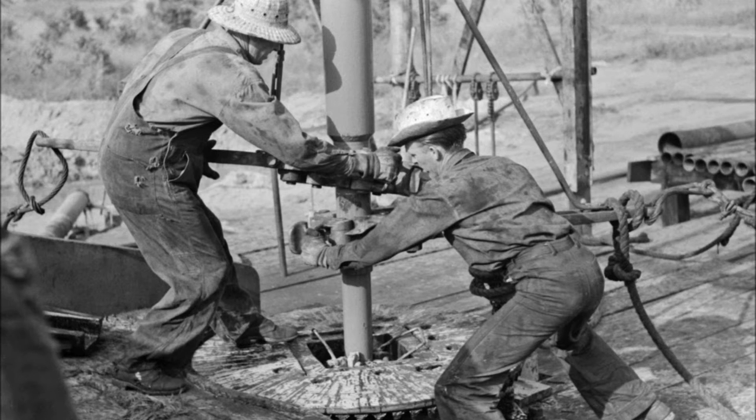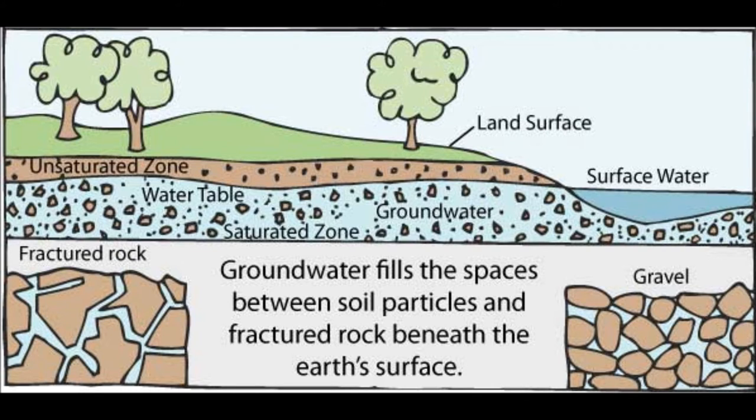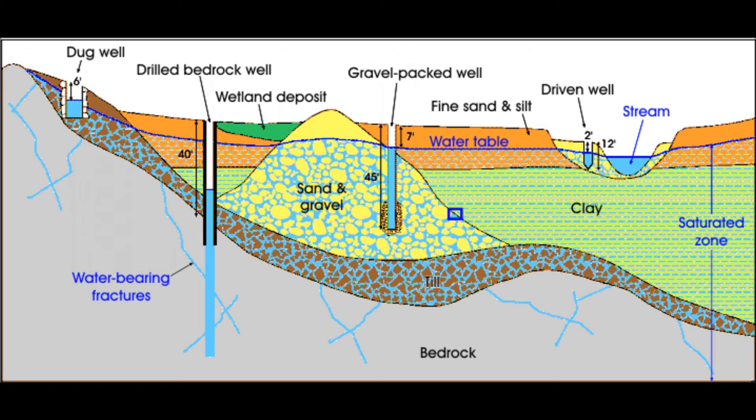When you drill into an aquifer, the yield will depend on the thickness of the zone, hydraulic head, and hydraulic conductivity. If you drill into a location where the aquifer is the thinnest and has the lowest hydraulic conductivity, you will get the lowest yield or a dry well.